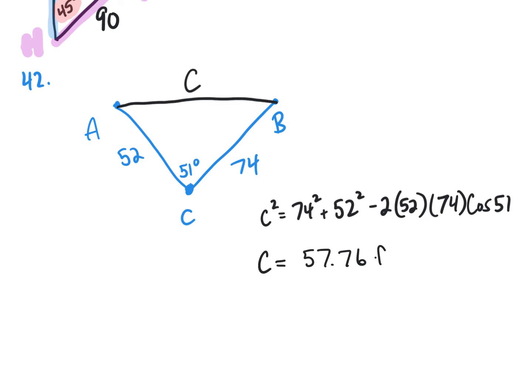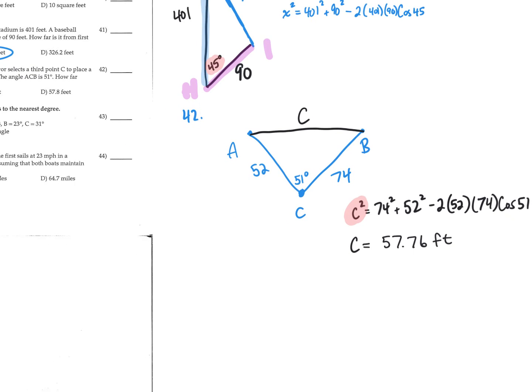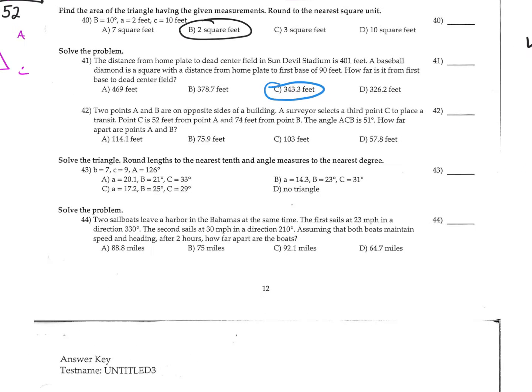57.76 feet. Don't forget when you use your law of cosines to take your square root at the end, once you simplify what you have on the right-hand side. Going back to our work here, 57.8, answer D is our best option.